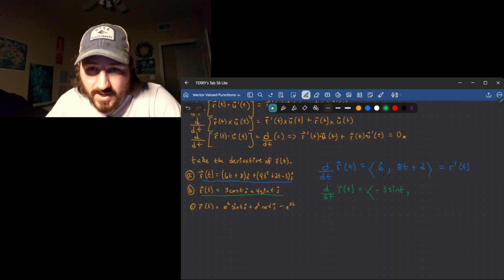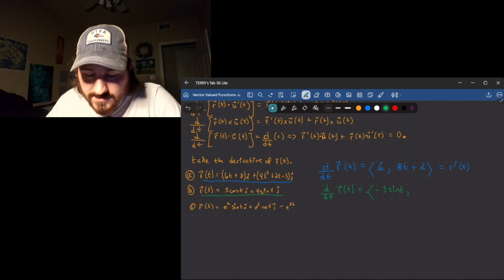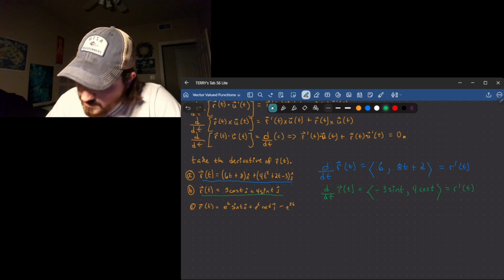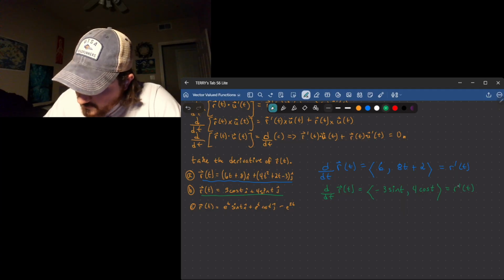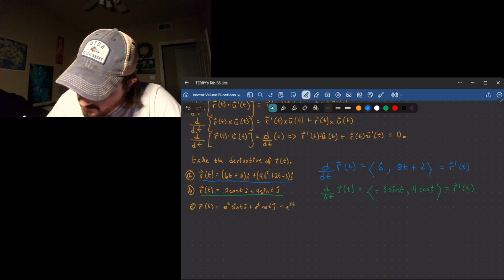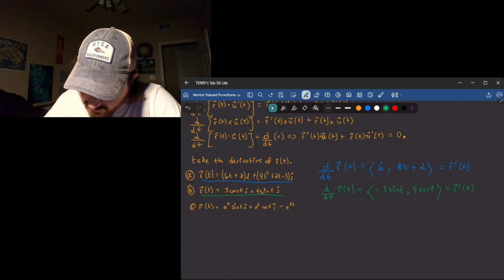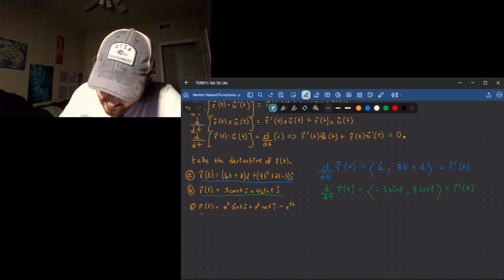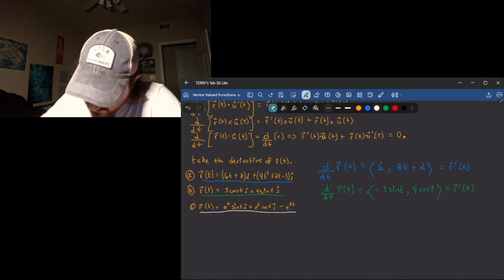Derivative of sine is positive cosine, sorry. So we're going to get 4 cosine of t. And that equals our r prime for the function highlighted in green. Let me make sure to use my vector notation on this side too so we don't get confused. These are still vectors. Okay, let's do this third one now, and we're going to underline it in white.